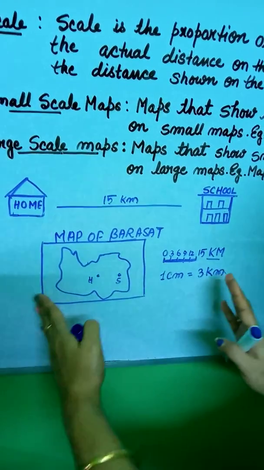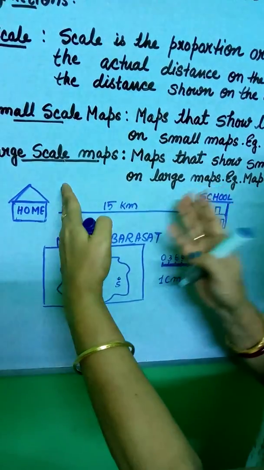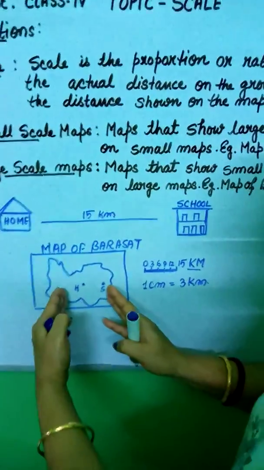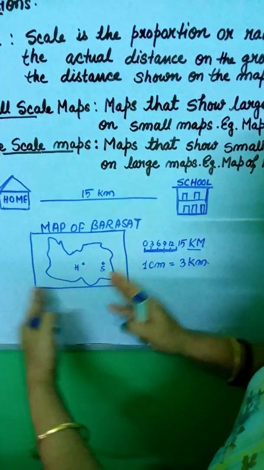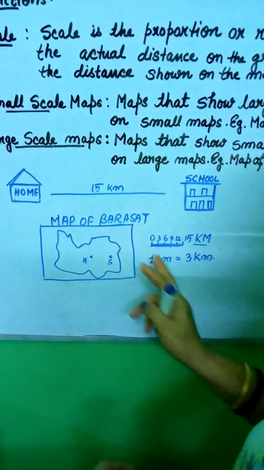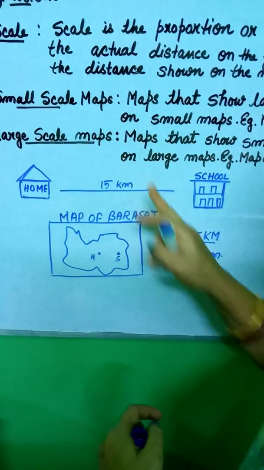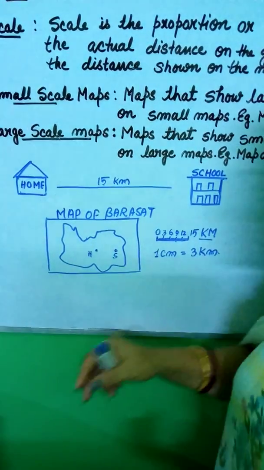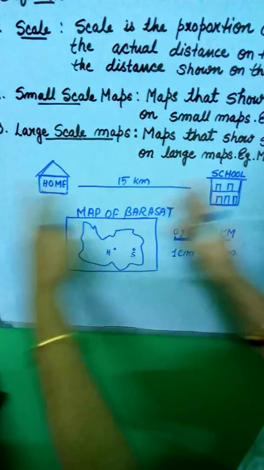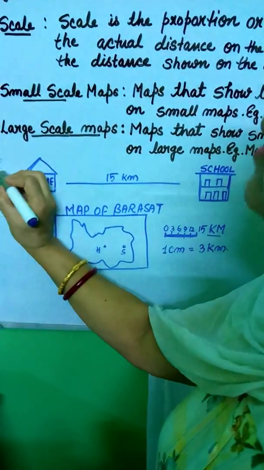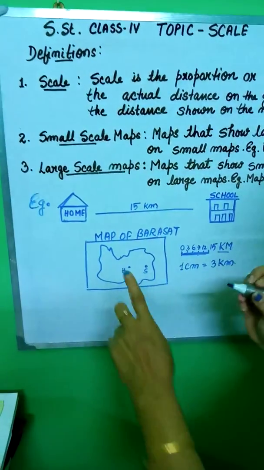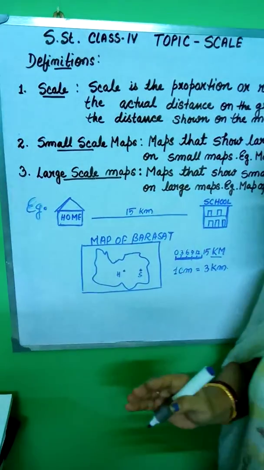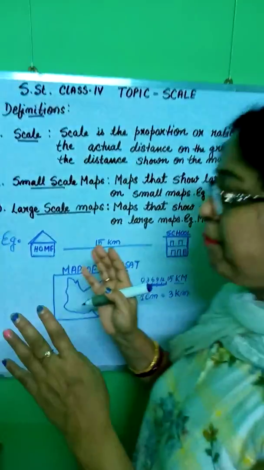So we take the actual distance on the ground that is shown on the map with centimeters. Kilometers on the ground are shown in centimeters on the map. So students, I think it is clear with the example. This is an example. I have shown how cartographers make a scale on the map.